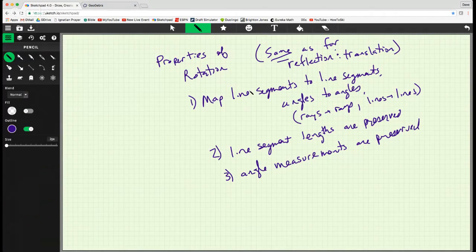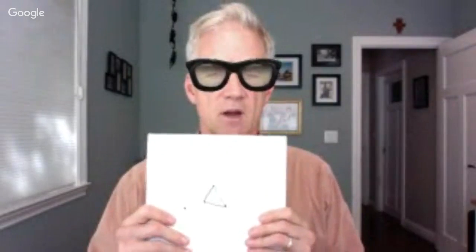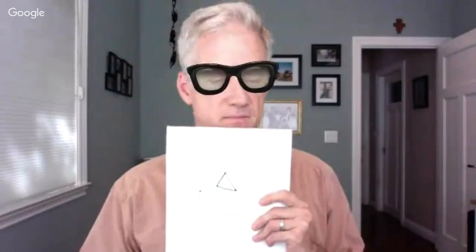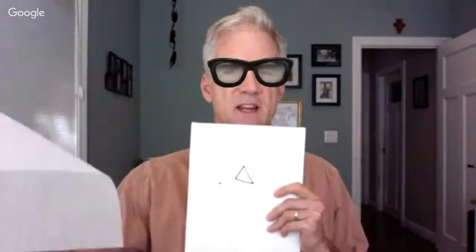Okay, now I want to show you how to rotate. What you need to have in front of you is a piece of paper. I'll show you this. So here's our paper with our original object, and we're going to learn how to rotate this triangle about this point. And we're going to need some tracing paper.